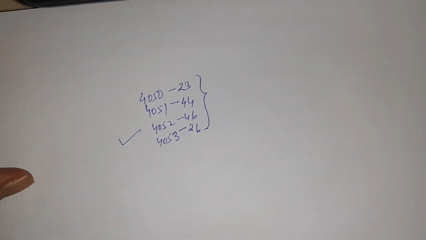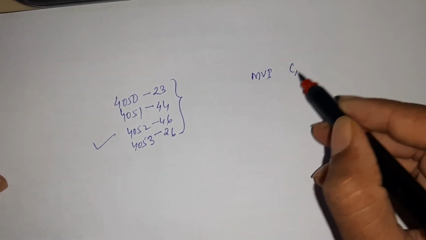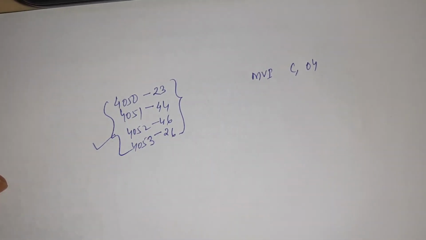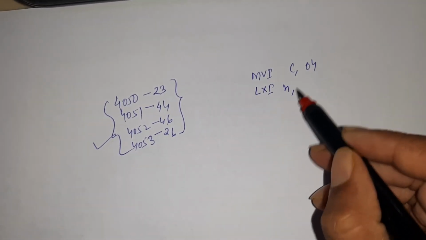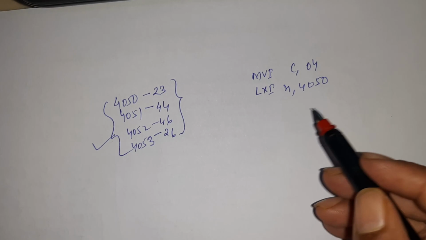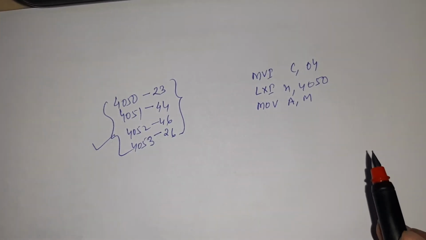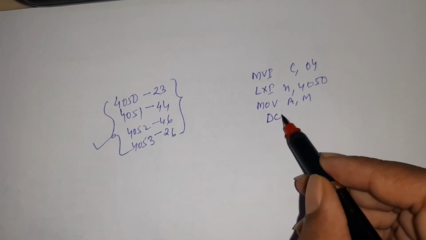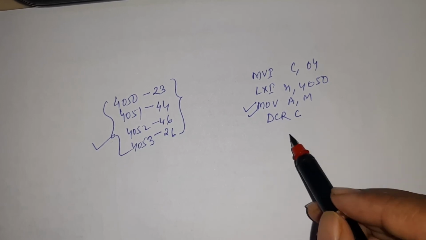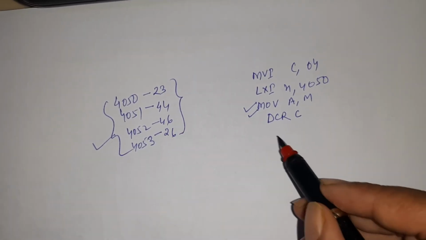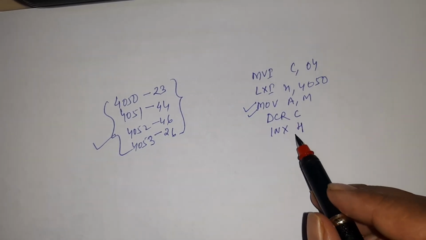So firstly you have to declare counter, means MVI C, 04, because we are going to compare 4 numbers. Now you have to take first number, so LXI H 4050, and move this number into accumulator, move A comma M. Till now there is no problem. And here we have to DCR C, because already we have taken one number. Now get second number, INX H. Here we can get second number.